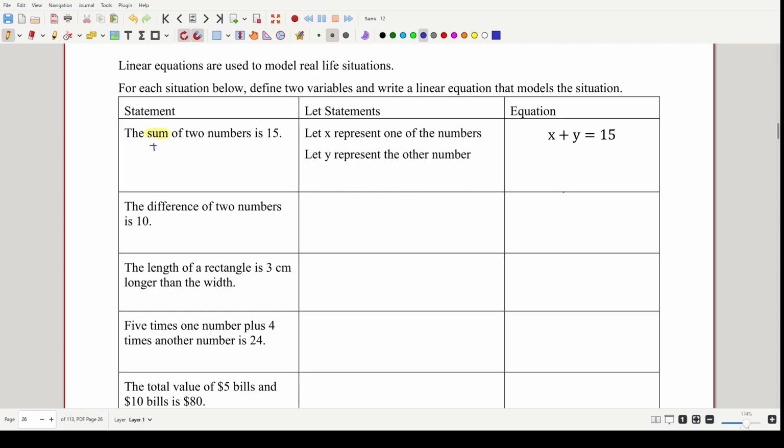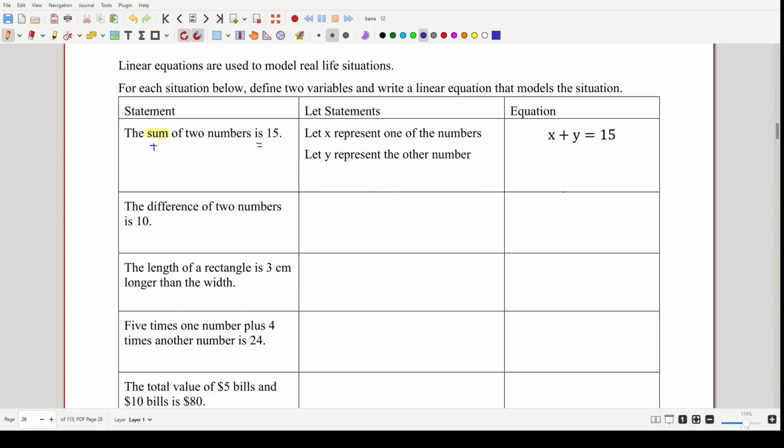Okay, what are we adding? We're adding two numbers. And we know that the sum is 15. So the total of the sum is going to be 15. So we know we're adding and we know we're calculating. "Is" means equals. So that's why we have our plus sign, we have our equal sign over here in this equation.